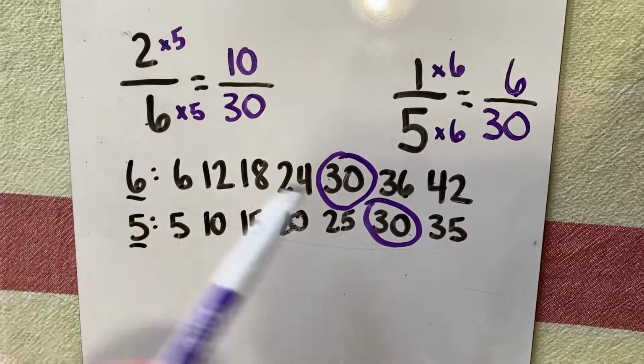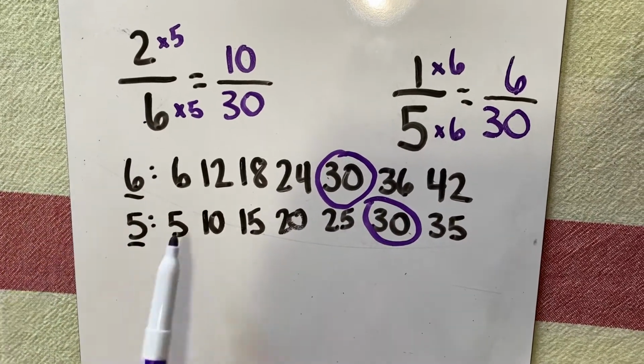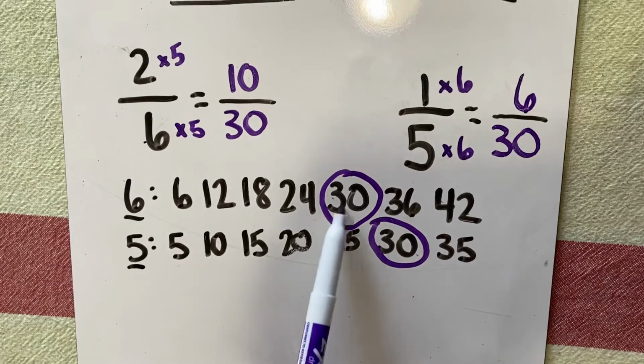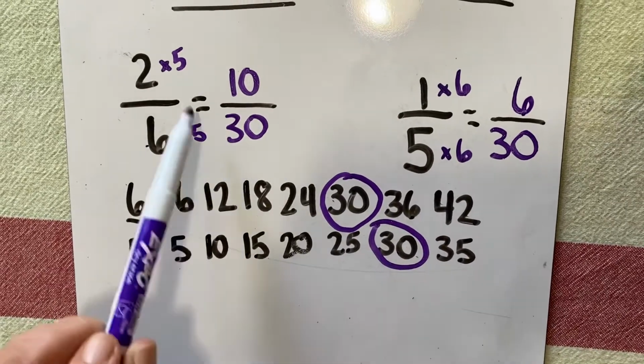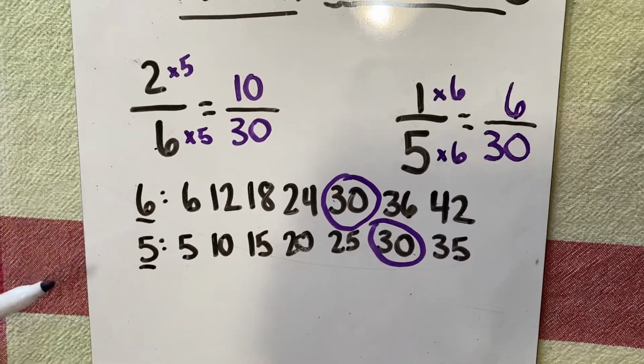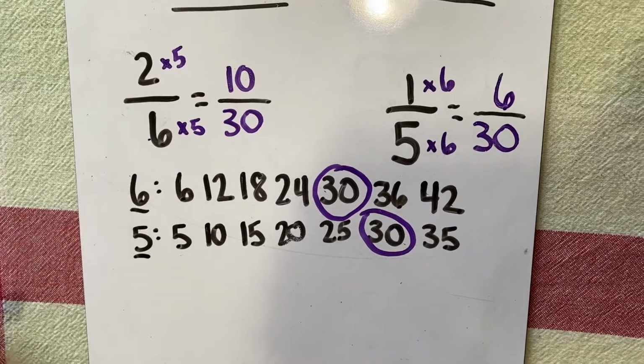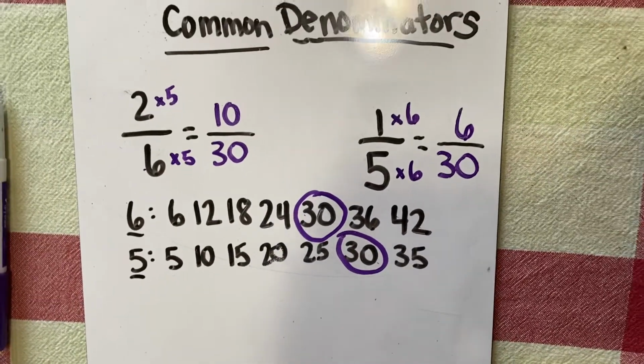Remember, first you figure out the denominator, you list the multiples of both denominators, you find one in common, and then you create an equivalent fraction for each of those. Okay, so I hope this helps. We're going to be practicing this for a couple days. Good job.